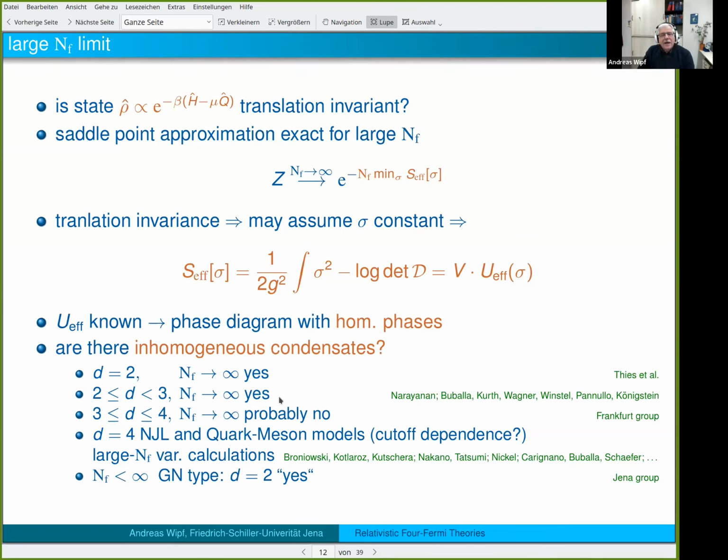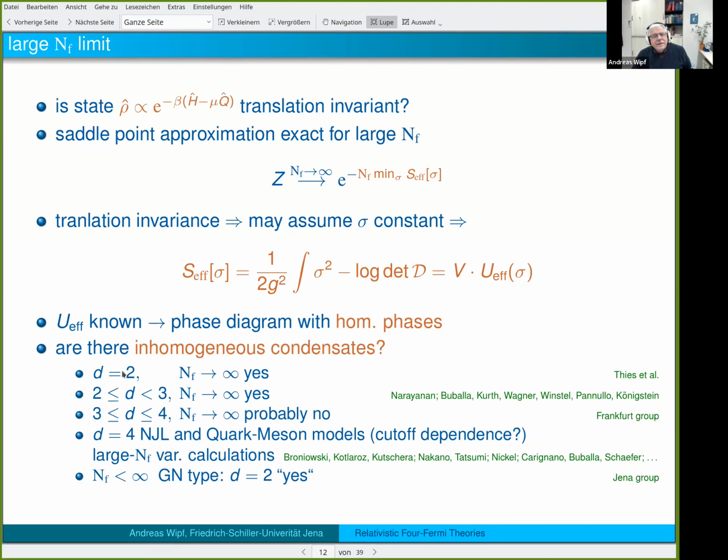So this was one line of reasoning, but all these results were only obtained in the limit NF going to infinity. You don't have to solve the full functional integral, but you could minimize this effective action. So it's really a question of treating this log determinant in a proper way for inhomogeneous backgrounds. The other type of question was, what happens if you go away from the NF going to infinity limit?